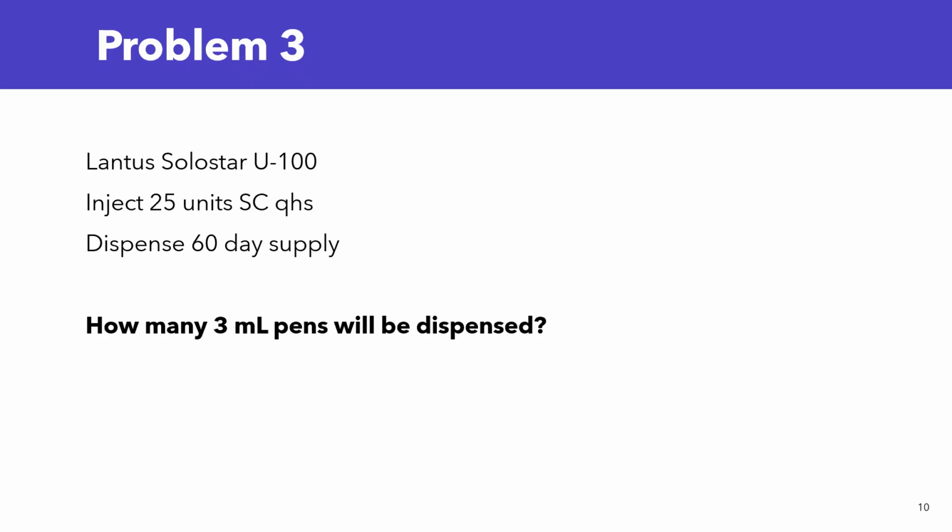Now, this is different because so far in the other two examples that we've done, we've calculated the day supply. We are usually given the quantity dispensed and we calculate how many units to be taken per day, and then we calculate the day supply. In this case, we are given the day supply and we have to calculate the quantity to be dispensed.